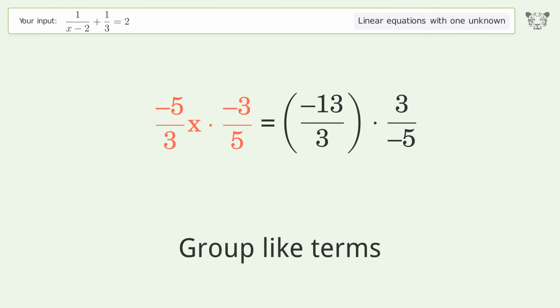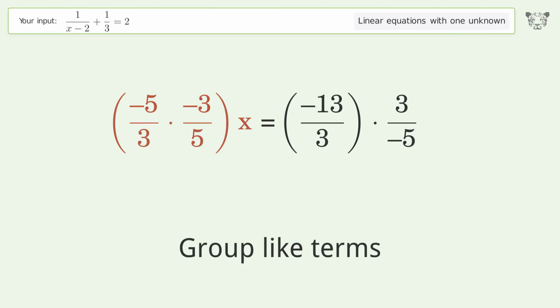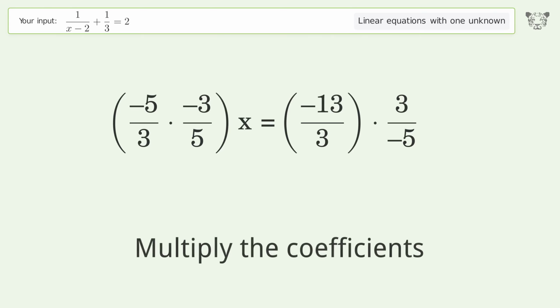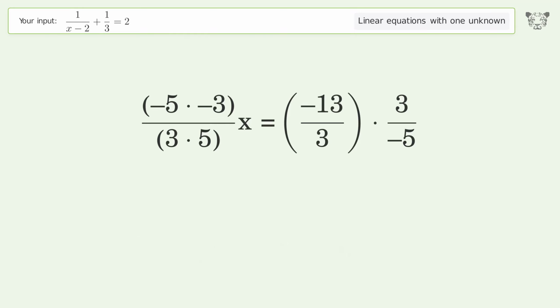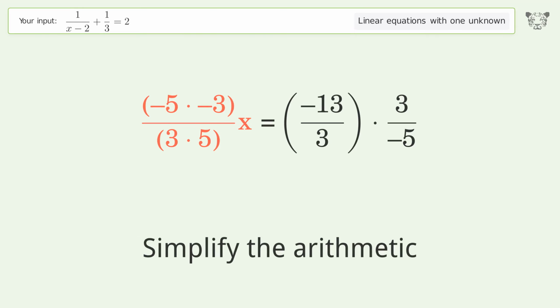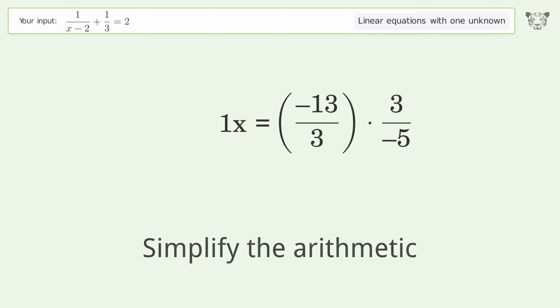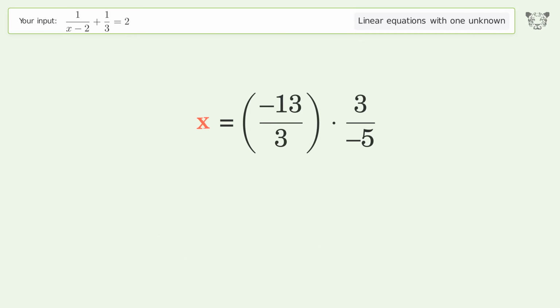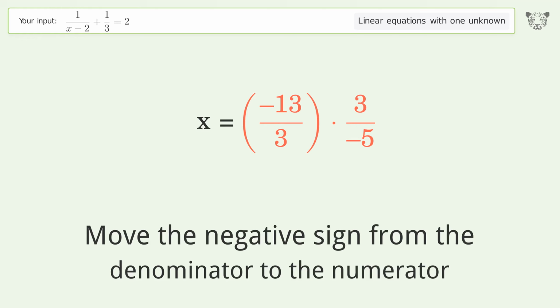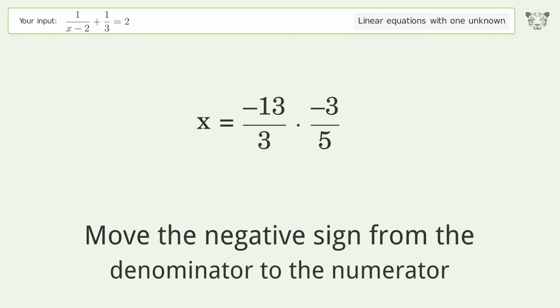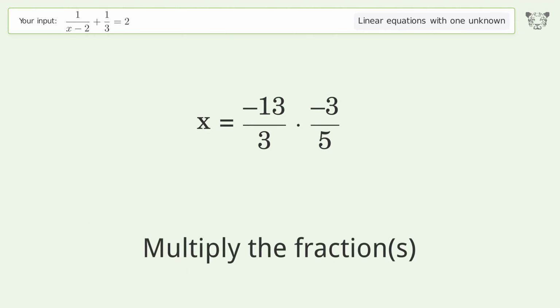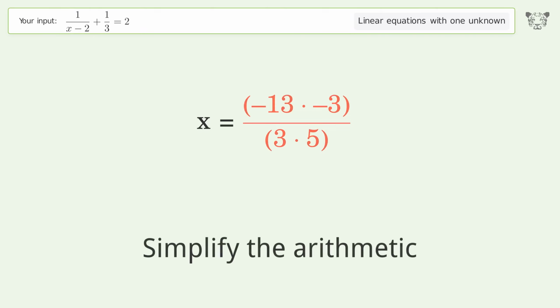Group like terms. Multiply the coefficients. Simplify the arithmetic. Move the negative sign from the denominator to the numerator. Multiply the fractions. Simplify the arithmetic.